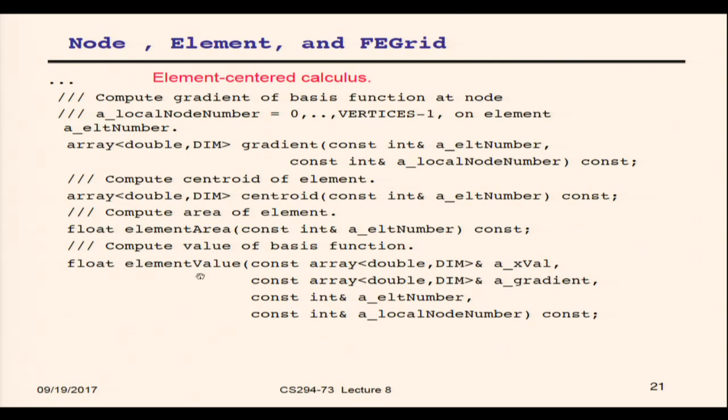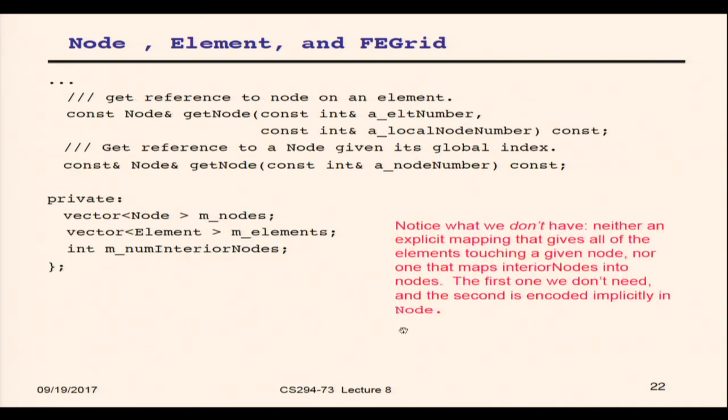And then compute the element value, which returns a number. This one I have completely forgotten. I did not look at this particular one this morning. So let me see if I can parse it. It's taking a position, it's taking a gradient, it's, all right, I'm going to defer that because I clearly have no idea.